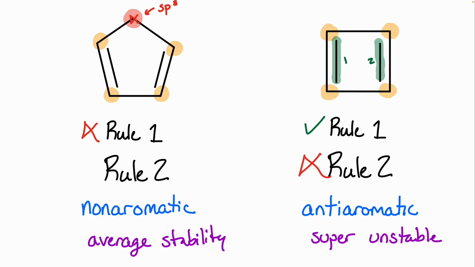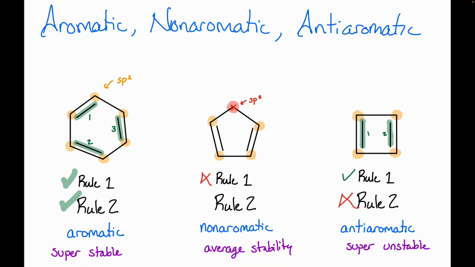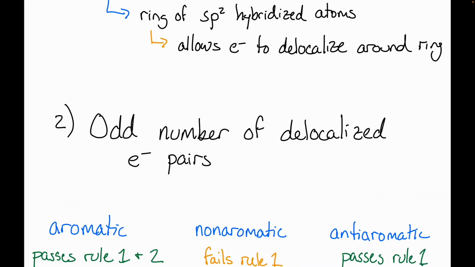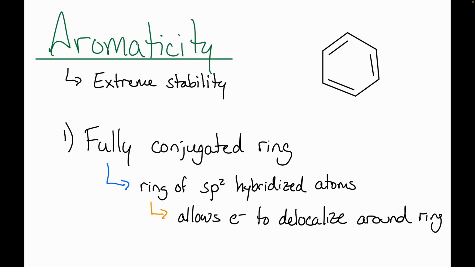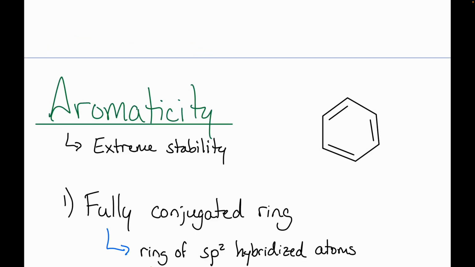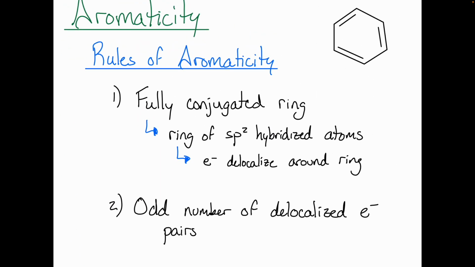Okay, so this is the name of the game for today. We're going to be classifying compounds as being either aromatic, non-aromatic, or anti-aromatic according to these two rules that we laid out here. Do we have a fully conjugated ring, a ring of sp2 hybridized atoms? And importantly, this other weird rule about having an odd number of delocalized electron pairs.